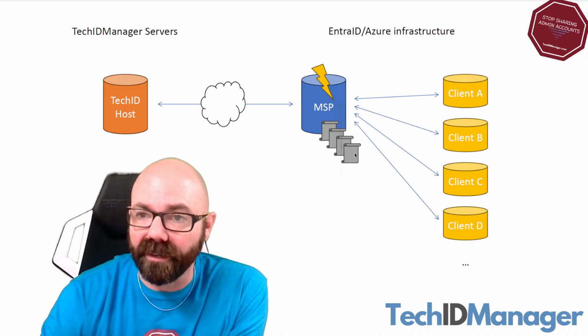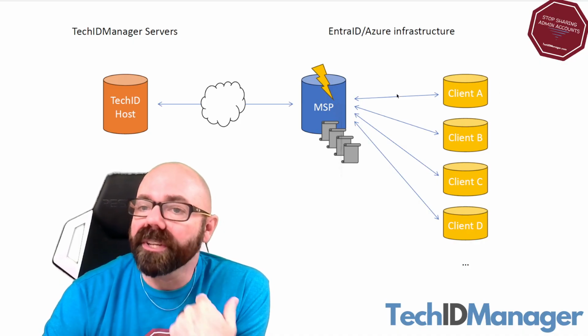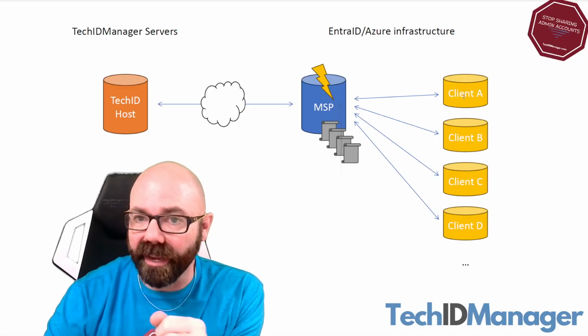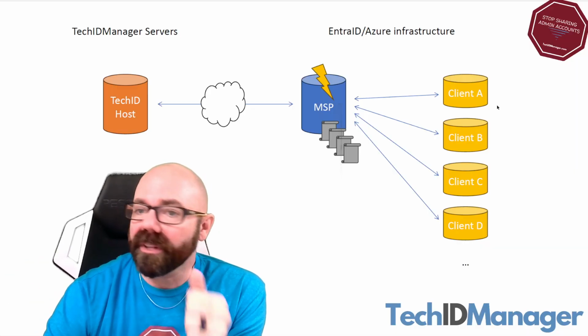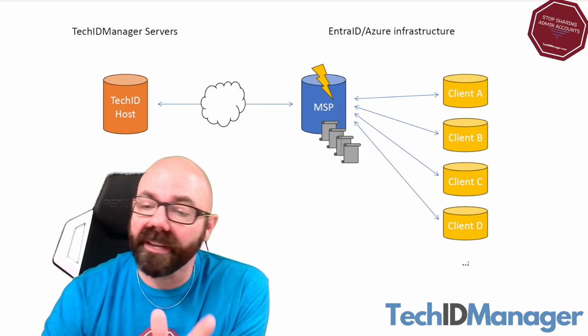That base install then reaches out to each of the linked installs for each of your clients. A linked install for client A, a linked install for client B, a linked install for client C, and a linked install for client D, and as many more as you have.